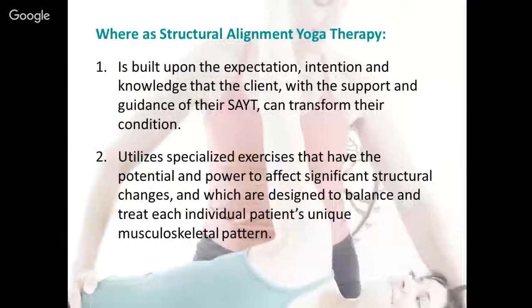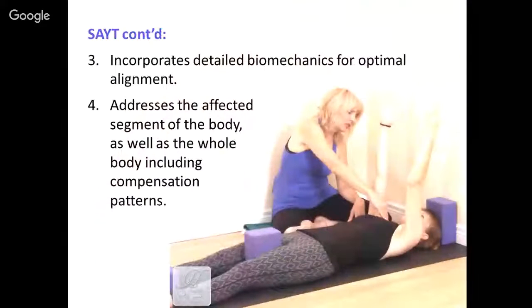Whereas structural alignment yoga therapy is built upon the expectation, intention, and knowledge that the client, with the support of their therapist, can transform their condition. And we utilize specialized exercises that have the potential and the power to affect significant structural changes, which are designed to balance and treat each individual patient's unique musculoskeletal pattern. And we incorporate detailed biomechanics for optimal alignment and address the affected segment of the body as well as the whole body, including the compensation patterns.